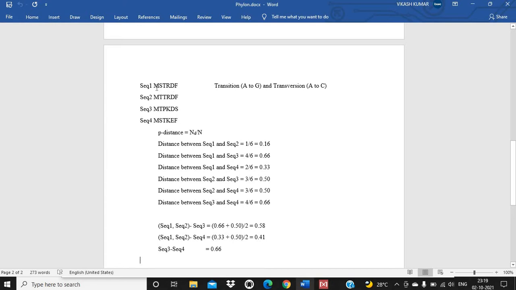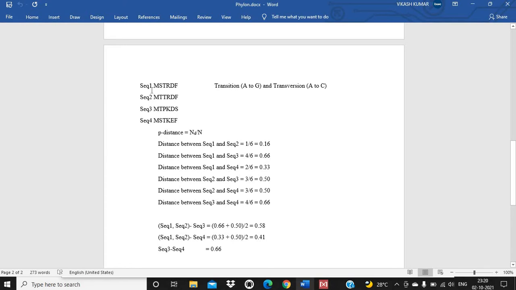So here you see that sec1 is MSTRDF and sec2 is MTTRDF. So basically at the second position, serine has been substituted by threonine. So there is only one difference out of 6. So the distance is 0.16.